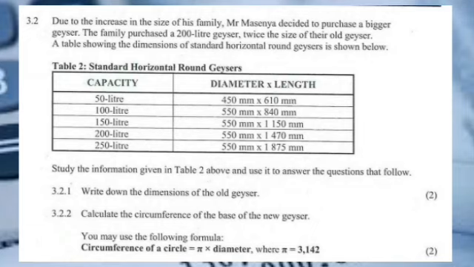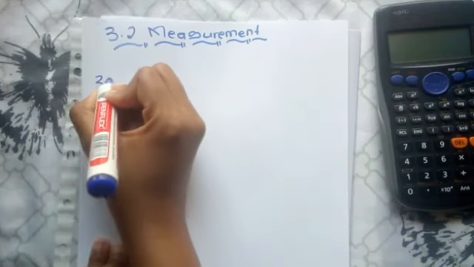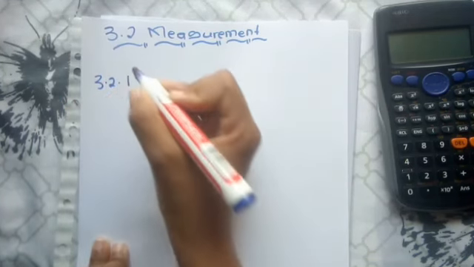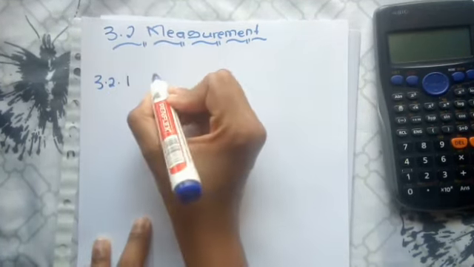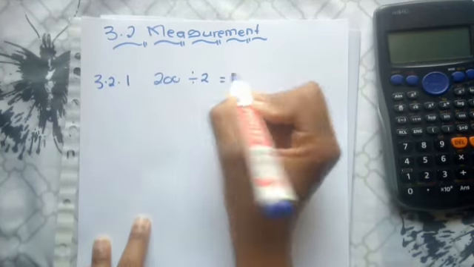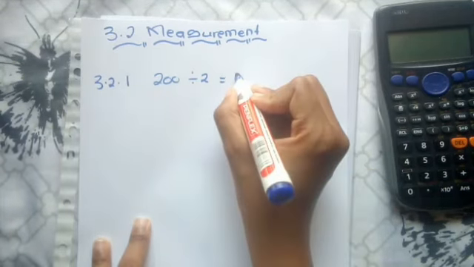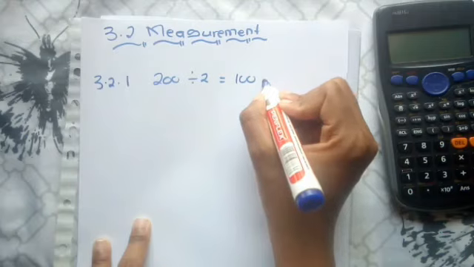Now, we know that the new geyser is a 200-liter geyser, and they told us that this new 200-liter geyser is twice the size of our old geyser. So if it's twice the size of our old geyser, taking the 200 and dividing it by 2 gives me the size of our old geyser, which is 100 liters.